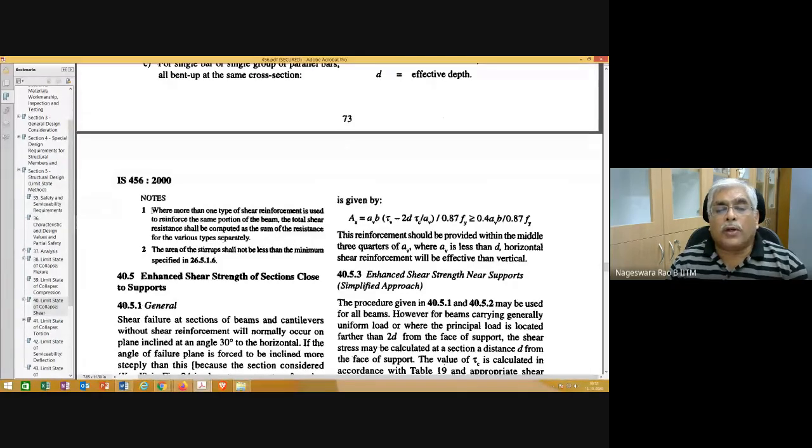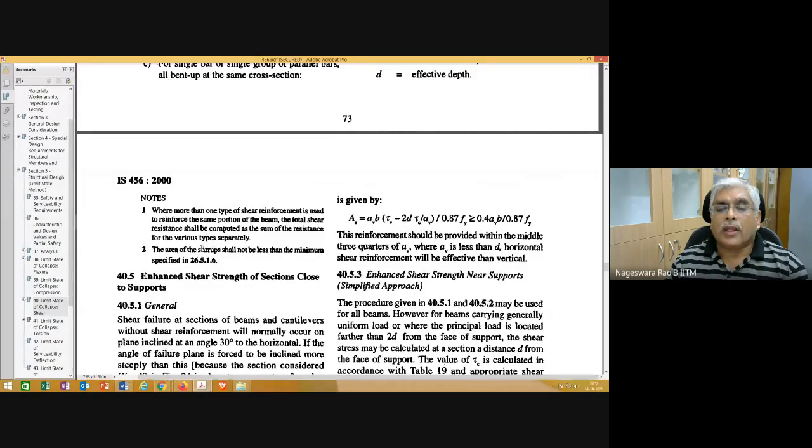And one more note: where more than one type of shear reinforcement is used to reinforce the same portion of a beam, total shear resistance shall be computed as the sum of the resistance of the various types separately. So suppose you have bent up bars, inclined stirrups, and also vertical stirrups. You find the contribution of each of these and add them together. That is going to be your total shear capacity of that section.